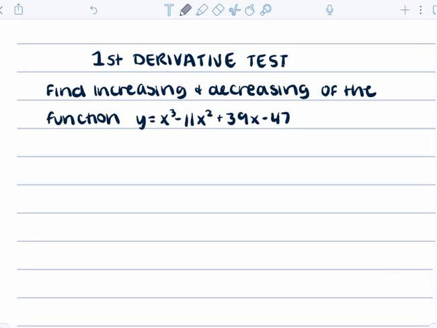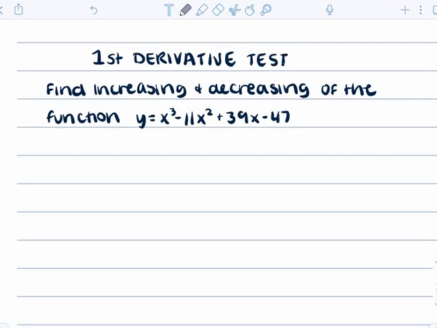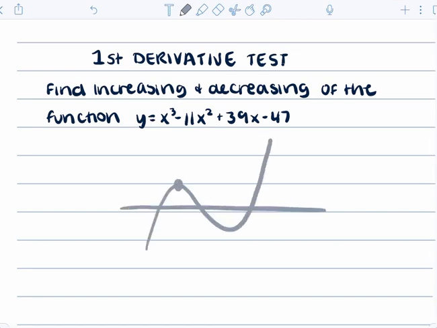And so the first question asks for increasing and decreasing on this function right here. For the first derivative test we need to find basically the critical points, or the places where the function is changing from increasing to decreasing. So if this was our graph, then right here and right here would be where it changes from an increase to a decrease, which is also called a max, or a decrease to an increase, which is a min.